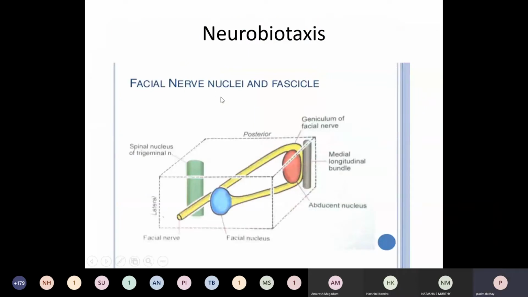The motor nucleus of the facial nerve makes a loop around the abducent nucleus and emerges out of the pons. So this looping of the fibers of the facial nerve around the abducent nucleus is called neurobiotaxis.